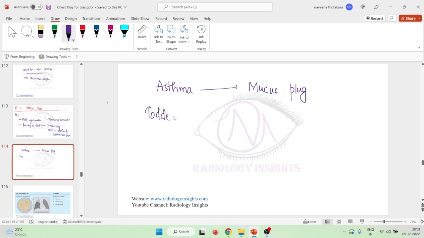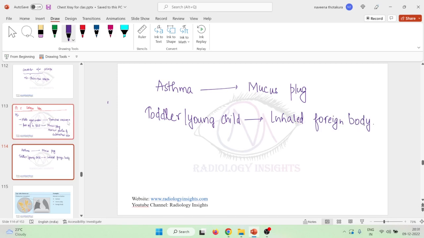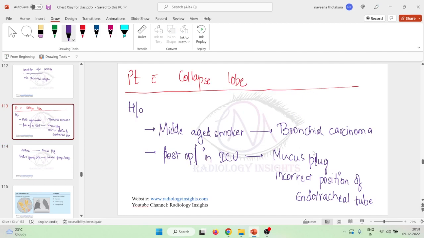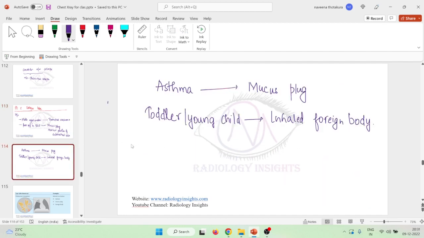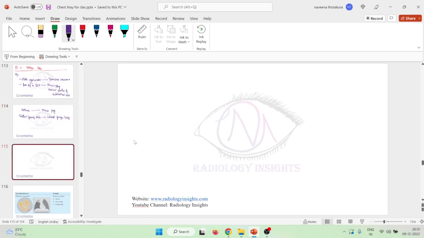If a toddler or young child presents with a collapsed lobe, then it is mainly due to an inhaled foreign body. So these are the different etiologies, and this is how you can come to a diagnosis through just a collapsed lobe with a little bit of history.